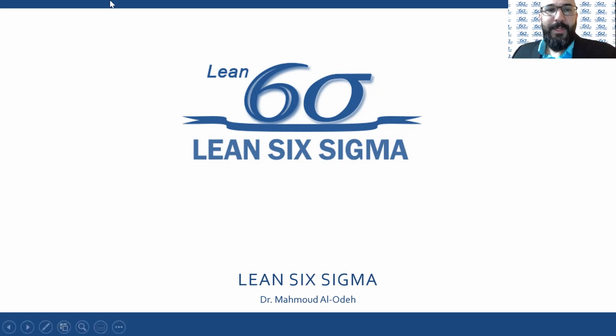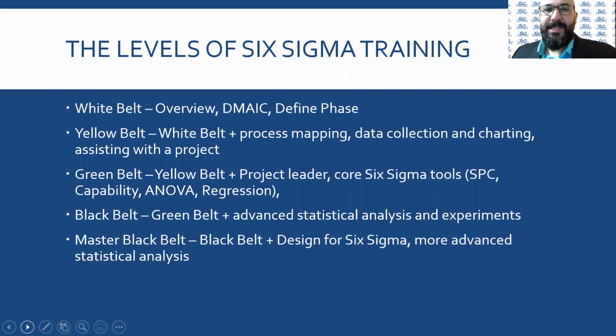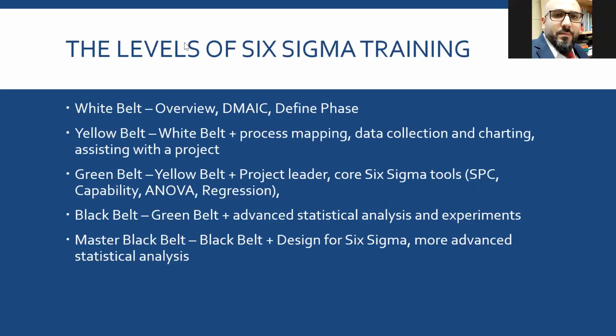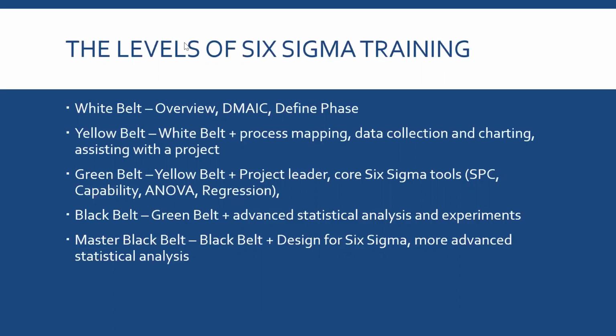Before we do that, I would like to start with this important slide that will show you the levels of Six Sigma and the training that you need to get, and how these will impact the process improvement. So let's go ahead and start with that. The Six Sigma level of training has 5 basic levels.